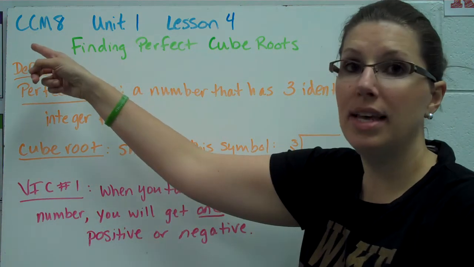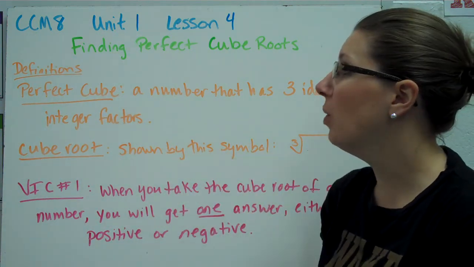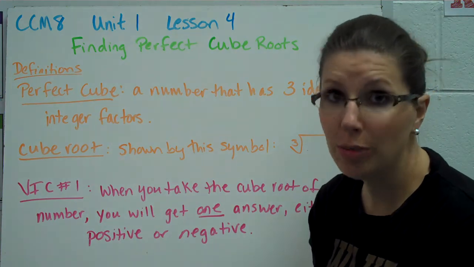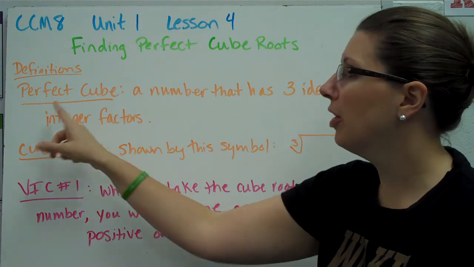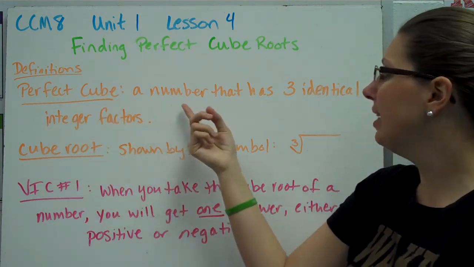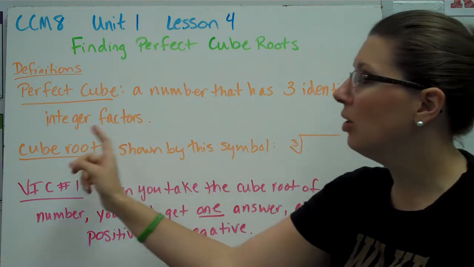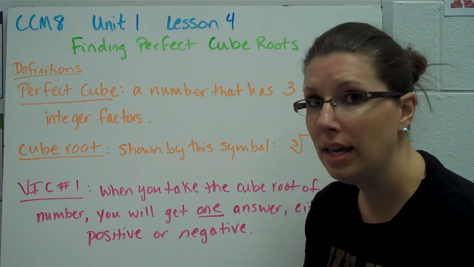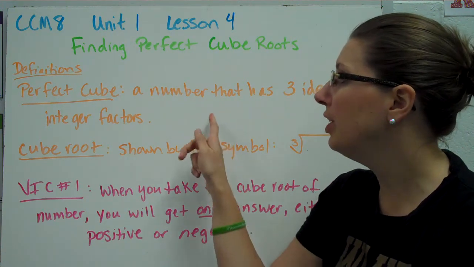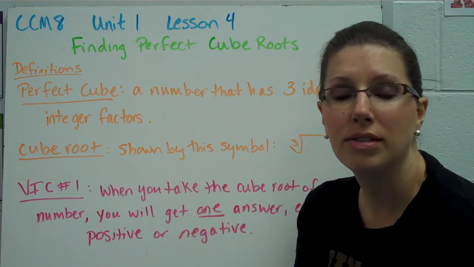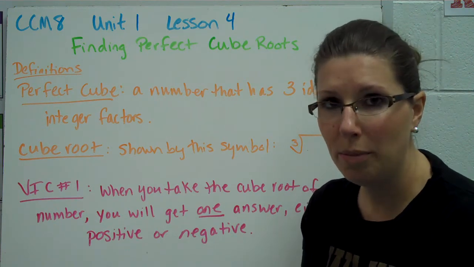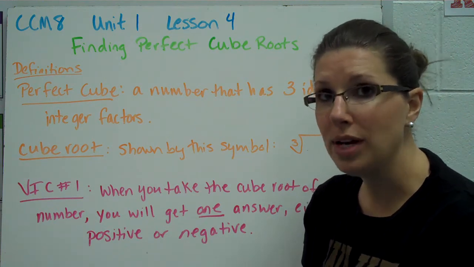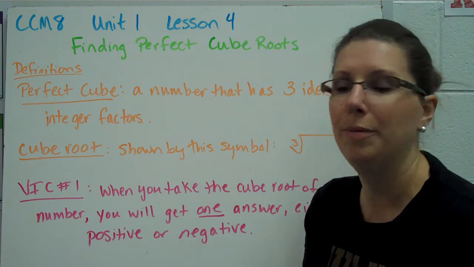Today we're talking about CCM8, Unit 1, Lesson 4, Finding Perfect Cube Roots. So what is a perfect cube? It's a number that has three identical integer factors. An integer is a positive or negative whole number. So when you are given a problem, you have to think: what number times itself 3 times will give me this number?